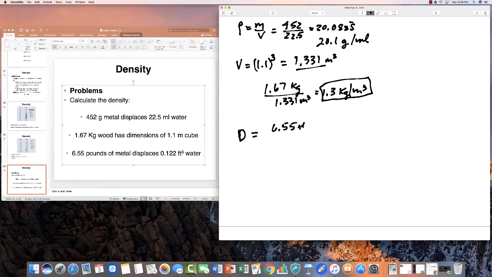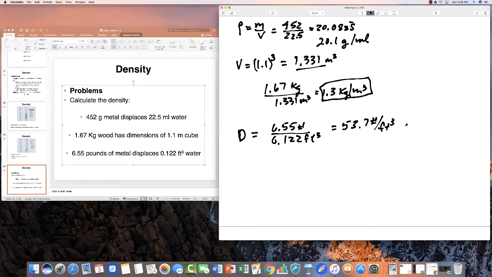But so this would be 6.55 pounds divided by 0.122 cubic feet, and that's going to be 6.55 divided by 0.122, which is going to be 53, and the significant digits is 3, so it's 53.7 pounds per cubic foot.